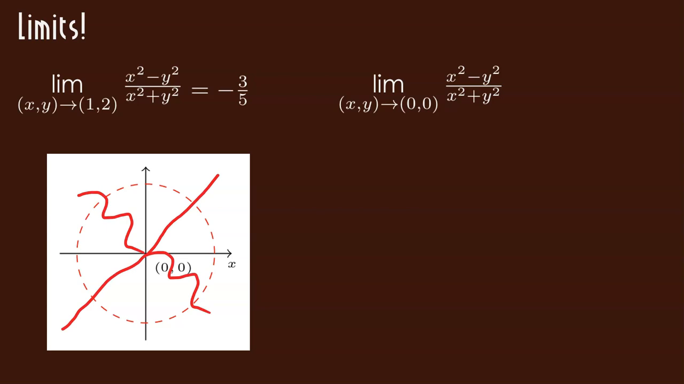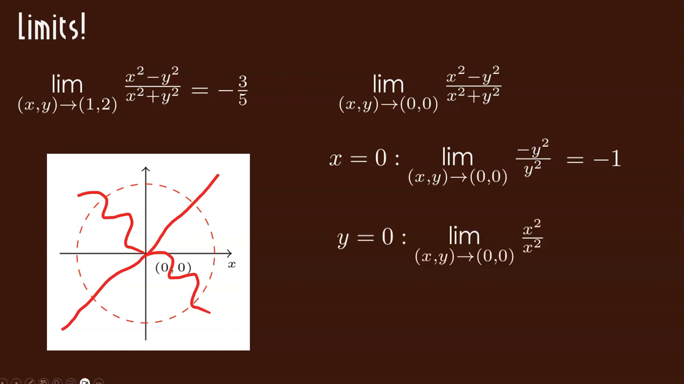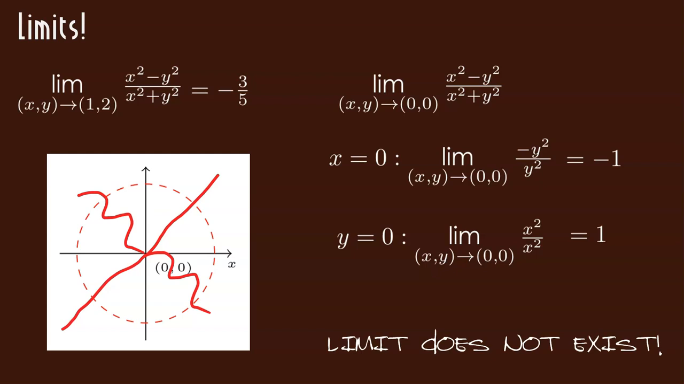So if we can find two paths where the limits are different, then we have shown that the limit doesn't exist. Let's take the path along the y-axis, which means x equals 0. If I plug in x equals 0, I have negative y squared over y squared, which I can simplify before taking the limit to get -1. If I go along the x-axis, where y equals 0, I have x squared over x squared, which simplifies to 1. Since I got -1 along one path and 1 along a different path, this limit does not exist.